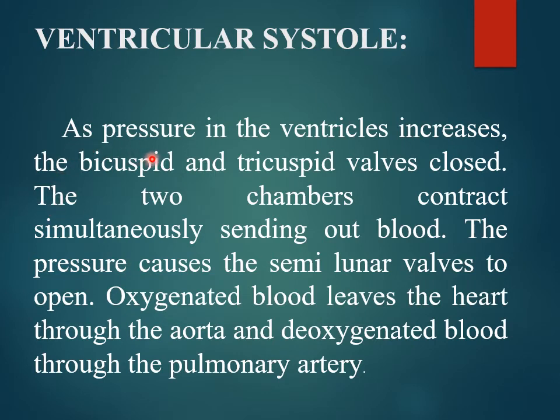We again say that as pressure in the ventricles increases, the bicuspid and tricuspid valves close. The two chambers contract simultaneously, sending out blood. The pressure causes the semilunar valves to open. Oxygenated blood leaves the heart through the aorta and deoxygenated blood through the pulmonary artery. This indicates that when you have a mastery of how blood circulates in the heart, to describe this process is very easy.